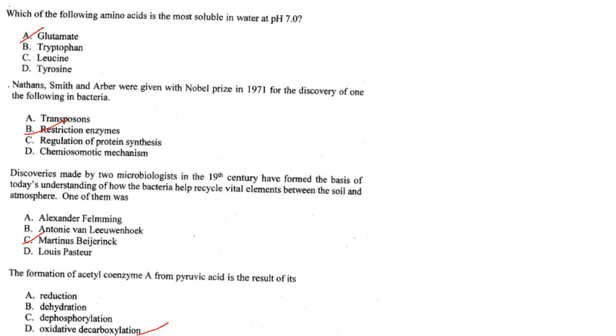Discoveries made by two microbiologists in the 19th century have formed the basis of today's understanding of how bacteria help recycle vital elements between the soil and atmosphere. One of them was Martinus Beijerinck. Answer is option C. Then next one. The formation of acetyl coenzyme A from pyruvic acid is the result of its oxidative decarboxylation reaction. So answer is option D.